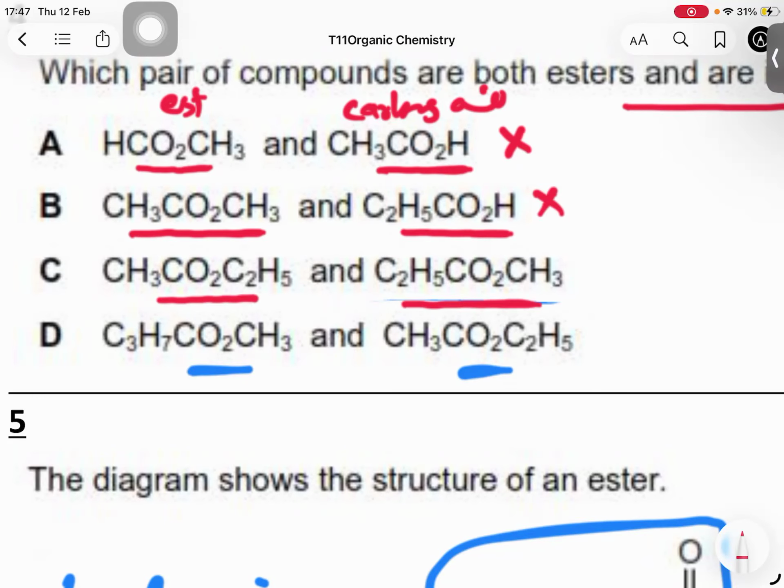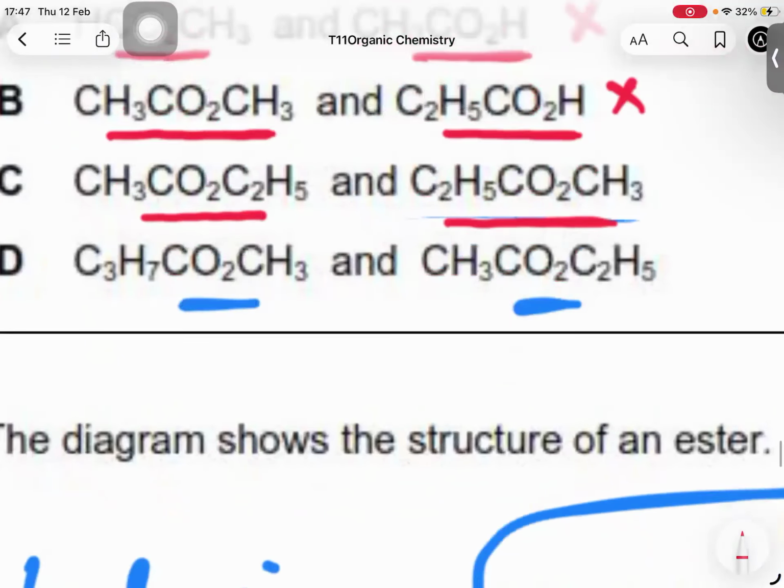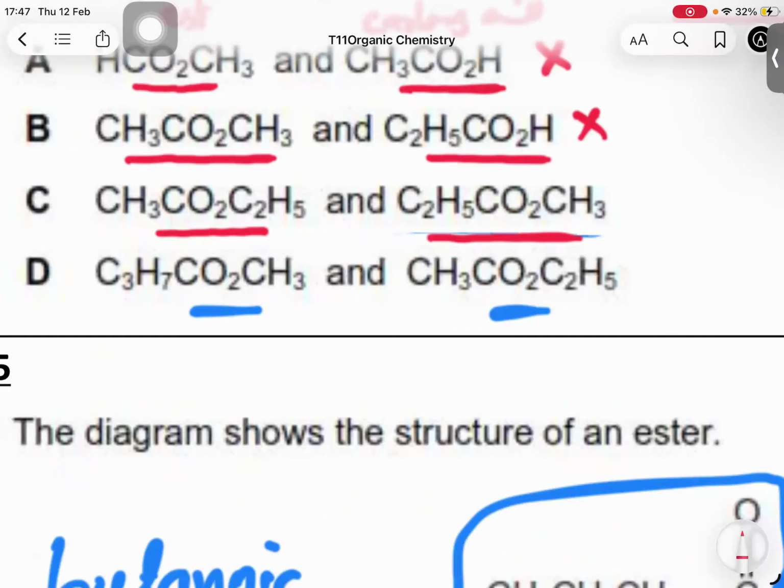For isomers, they should have the same molecular formula but different structures. Now look at them closely. 2 carbons from the acid and 2 carbons from this, so this is ethyl ethanoate. And what about this? 3 here and 1 here. So I think that makes them isomers, because the total number is the same, right? Yes, one of them is ethyl ethanoate and the other is methyl propanoate. Yes, they are isomers.